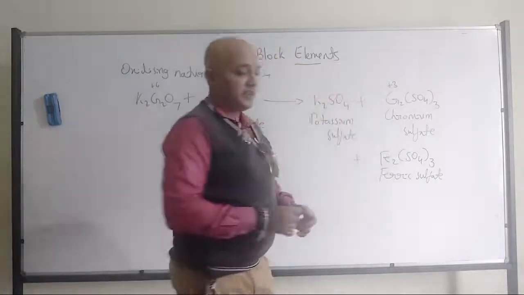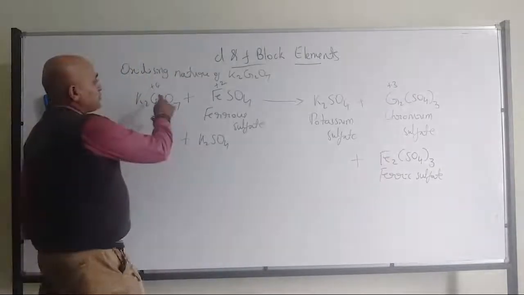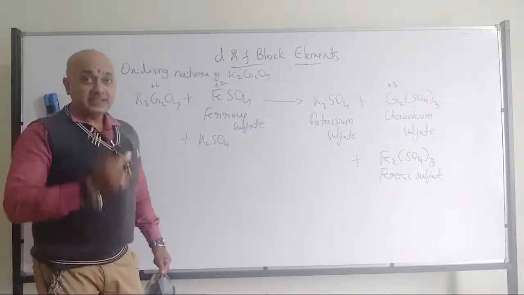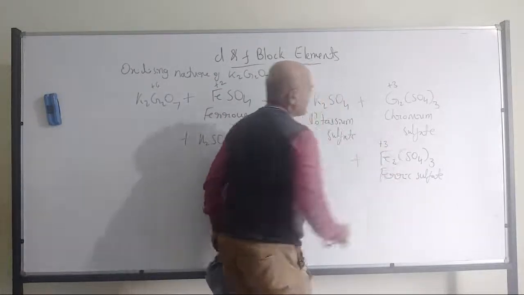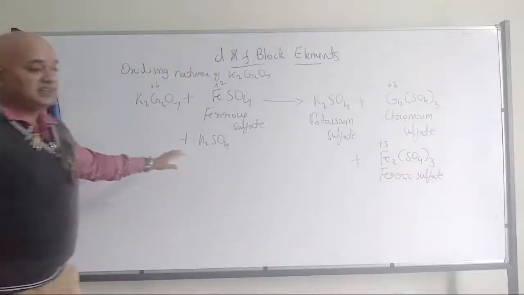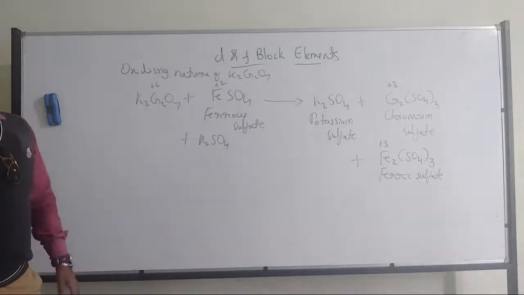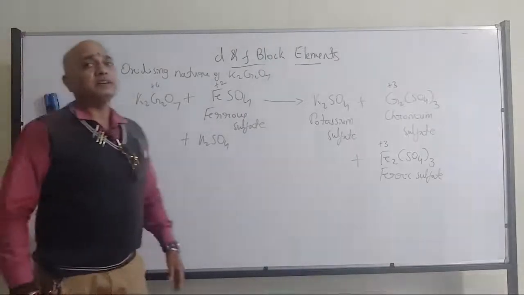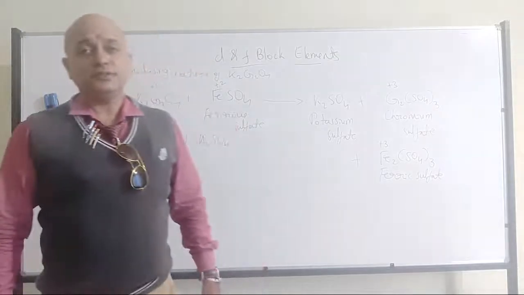Ferric sulfate. Now what is happening? It's a redox reaction where chromium goes from plus 6 to plus 3, that means oxidizing character. Itself it is getting reduced. And iron goes from plus 2 to plus 3, that means itself it is getting oxidized, right? So ferrous sulfate is becoming ferric sulfate. So that shows the oxidizing character of potassium dichromate, and the same thing should be applicable for sodium dichromate also.